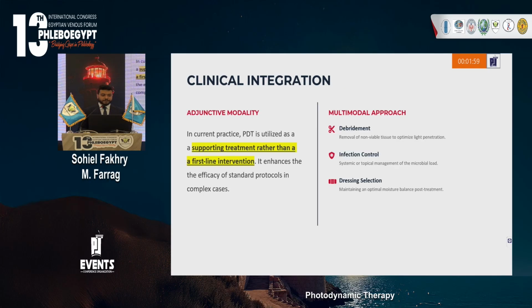So I think it's the time to raise an important question: would it change our clinical practice? Actually, depending on the evidence-based medicine and on our current practice, the PDT is utilized as a supporting treatment rather than being the first line management. But it is actually worth adding it to our management plan as an adjunctive modality because it will enhance the efficacy of the standard protocols, especially in the complex cases.